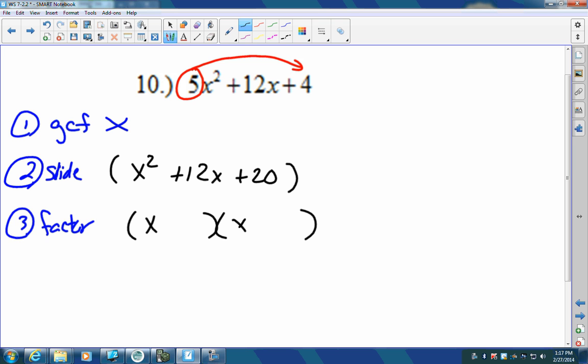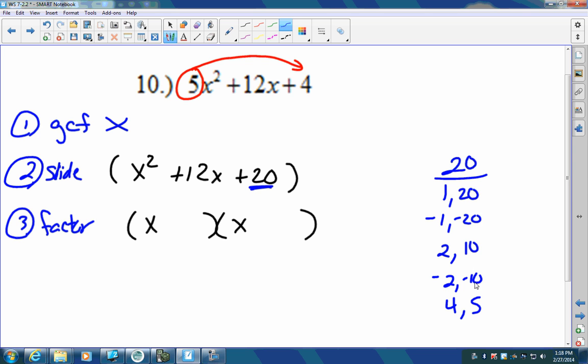X and X. Now I think I might write this one out just to show you old school by hand. All right. Find the factors of 20. You can put it in the calculator. I know 1 times 20, negative 1 times negative 20, 2 times 10, negative 2 times negative 10. Like I could keep going on. 4 and 5. I need the factors that add up together to give me 12.